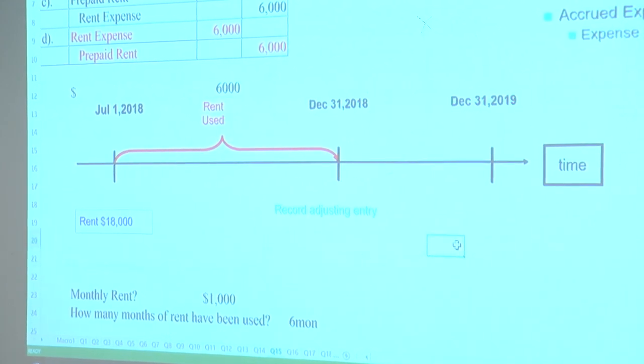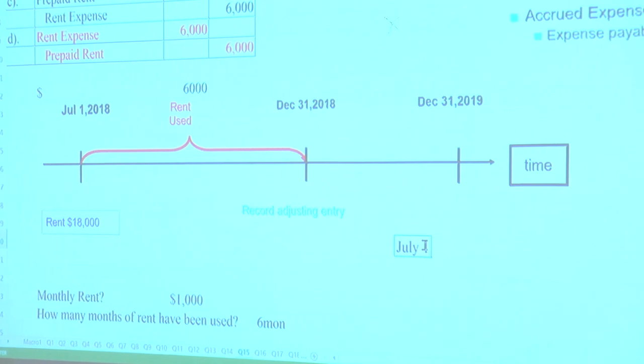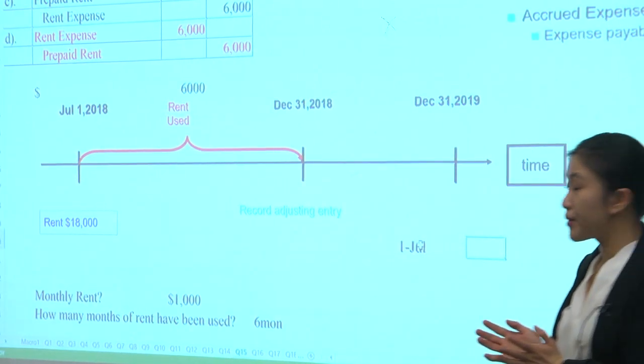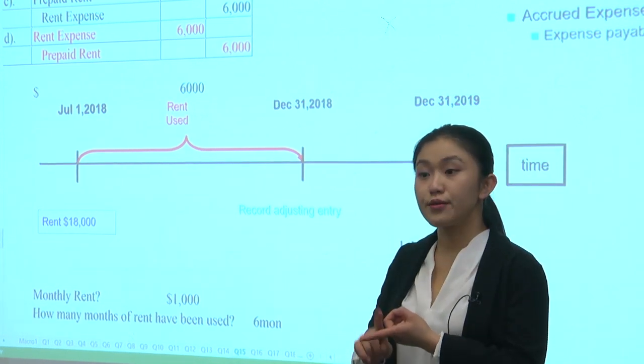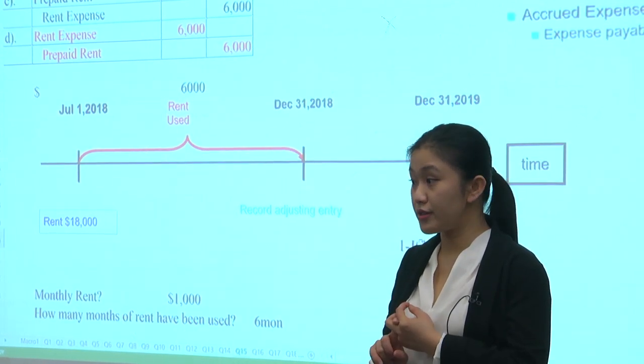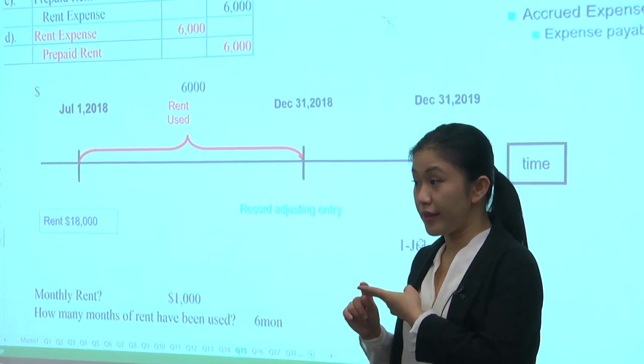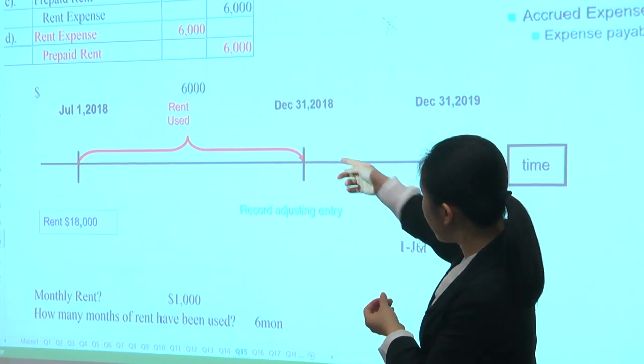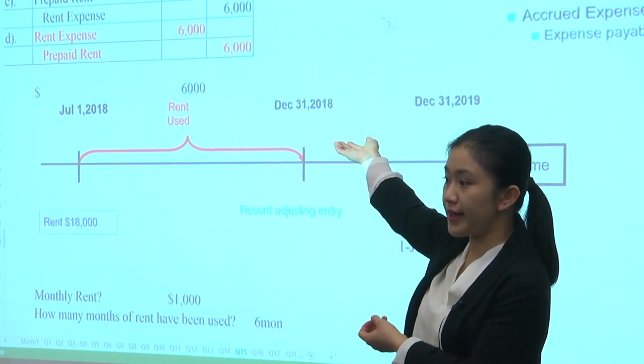So for July the 1st, what journal entries should we record? We pay cash, but we haven't used the rent. So these are the two things. We pay cash. Cash decreases. Cash is one of the accounts. The second one, since you all know, it must be prepaid rent.